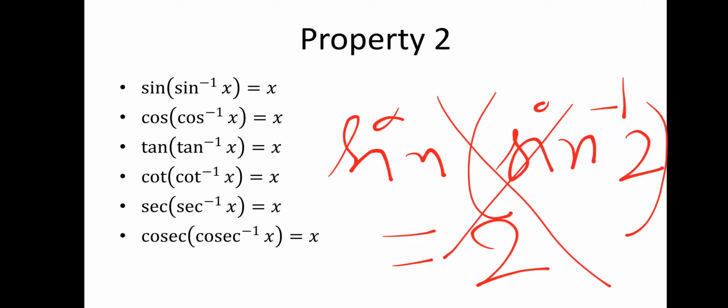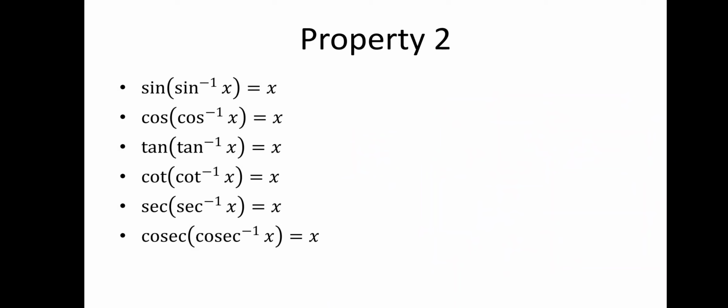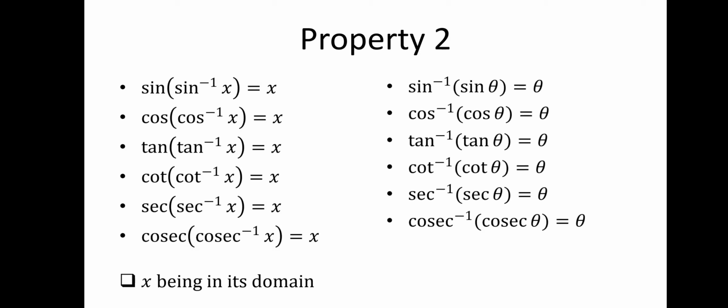So please understand that x can't be any random value, but x has to be in that particular domain. So this is very important to be mentioned, that x must lie in its domain. If it does not lie in its domain, then this property is not true. Therefore again we have another property, just the opposite property, and I think I really need not explain this anymore. So sine inverse of sine theta is equal to theta, obviously true, but once again that theta must be in its domain.